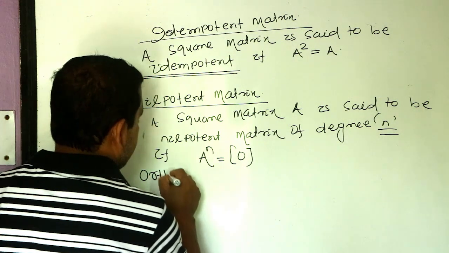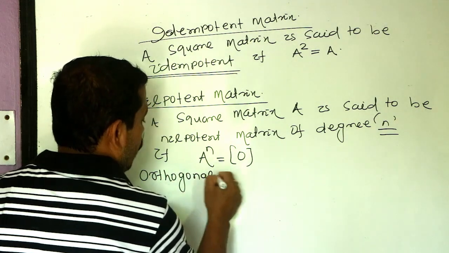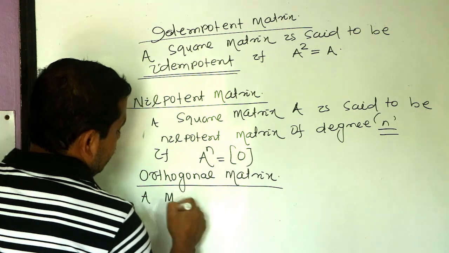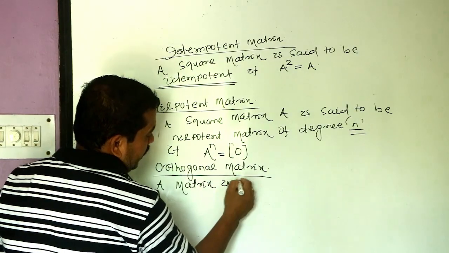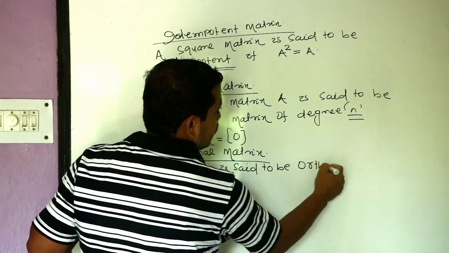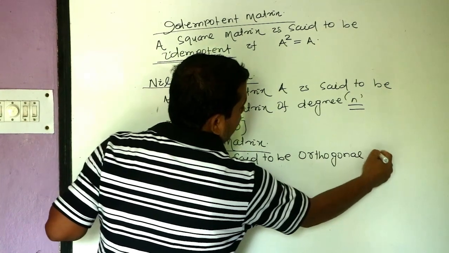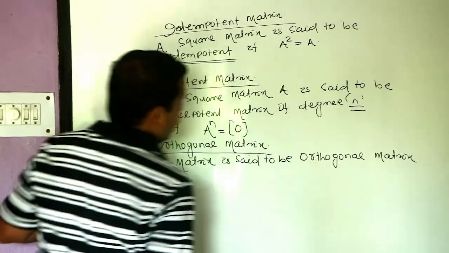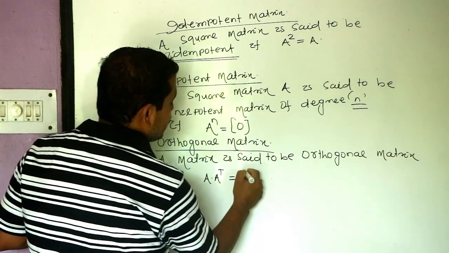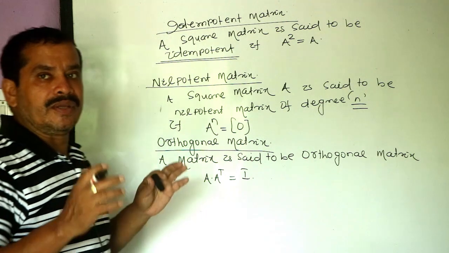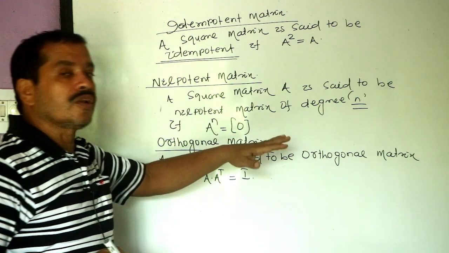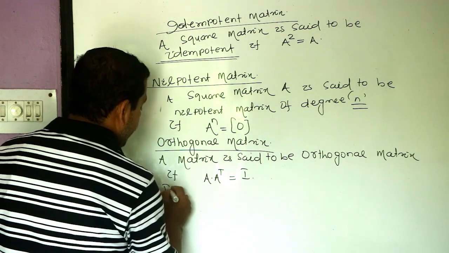Next, orthogonal matrix. A matrix is said to be an orthogonal matrix if A with A transpose becomes the unit matrix. If the multiplication of the matrix with its transpose matrix becomes the unit matrix, then it is said to be an orthogonal matrix.